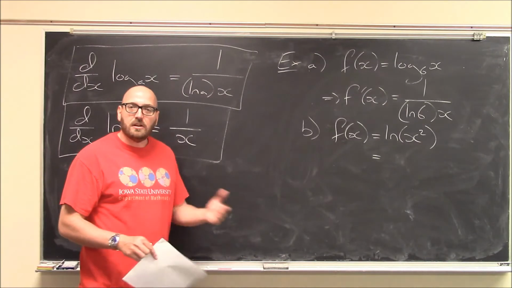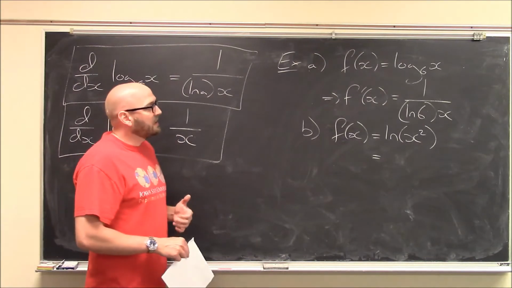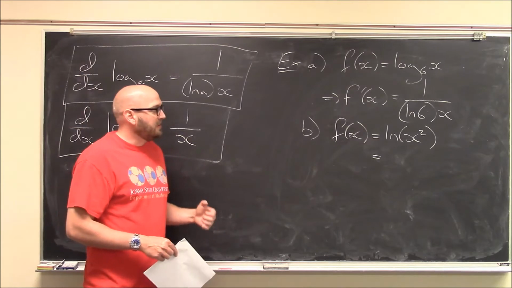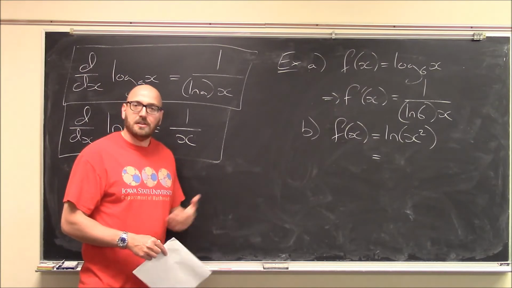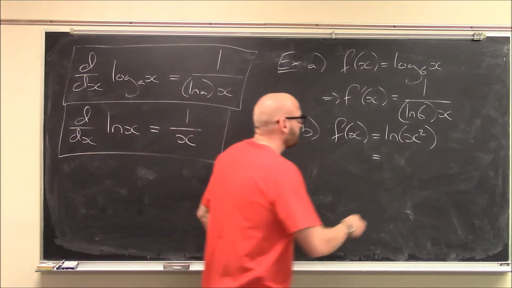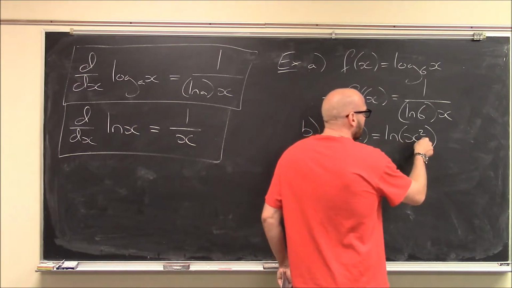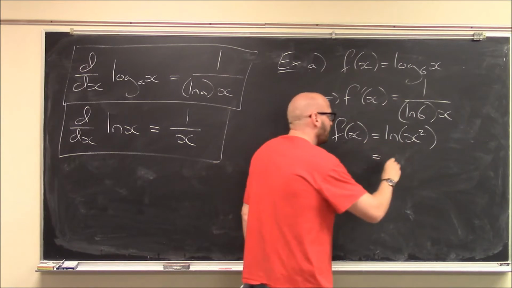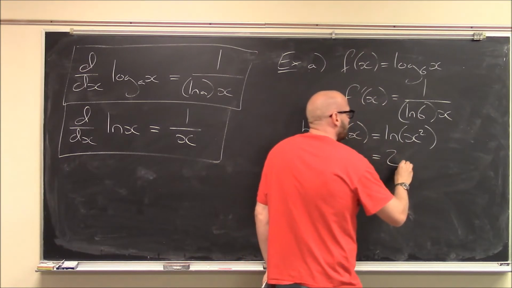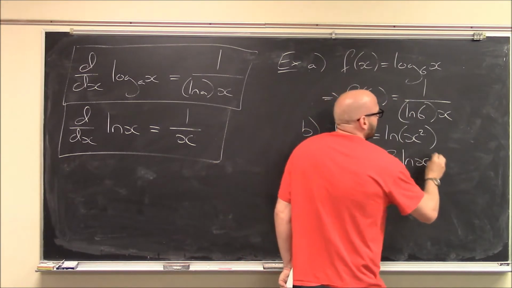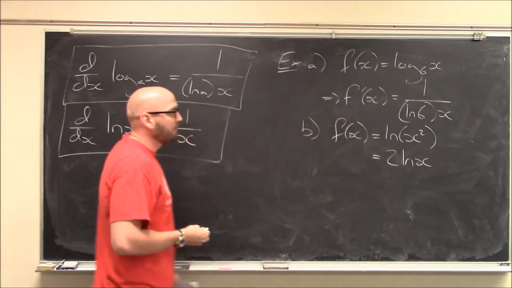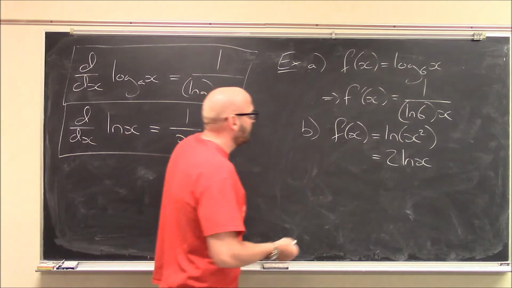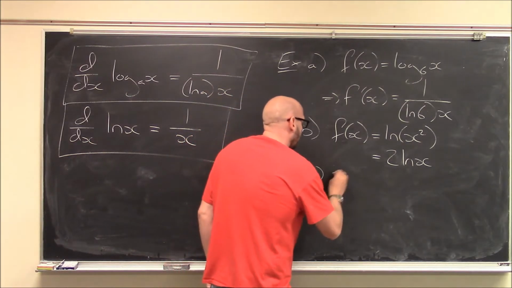Anytime you're differentiating log functions, it's usually a good idea to simplify them using your log properties first, because simplifying before you differentiate makes the differentiation a lot easier. So what can I do here? Well, I got x squared on the inside. Remember, powers can come outside as constant multiples, right? So this is 2 times ln of x. Those are algebraically equivalent functions, just by the properties of logarithms. And that makes differentiating a whole lot easier.